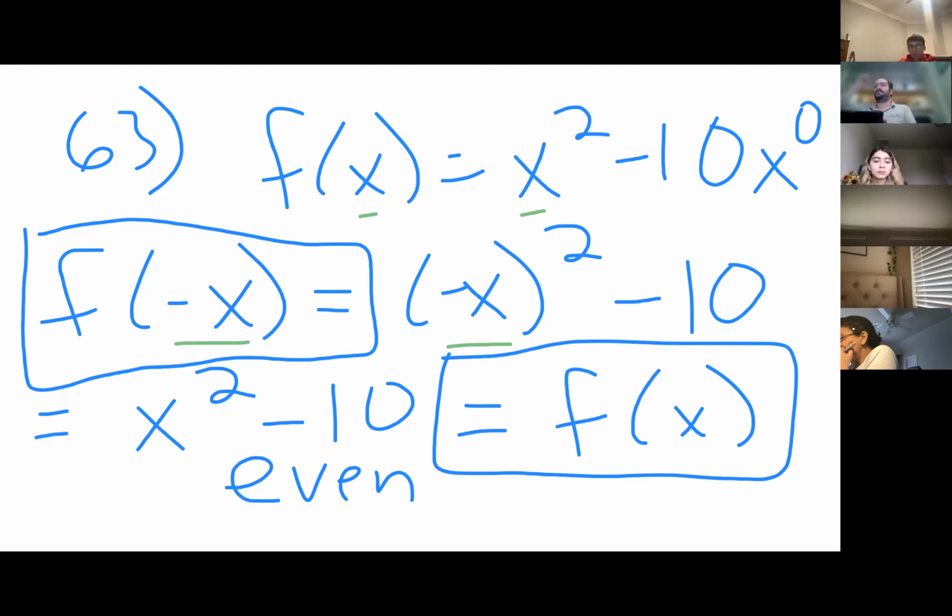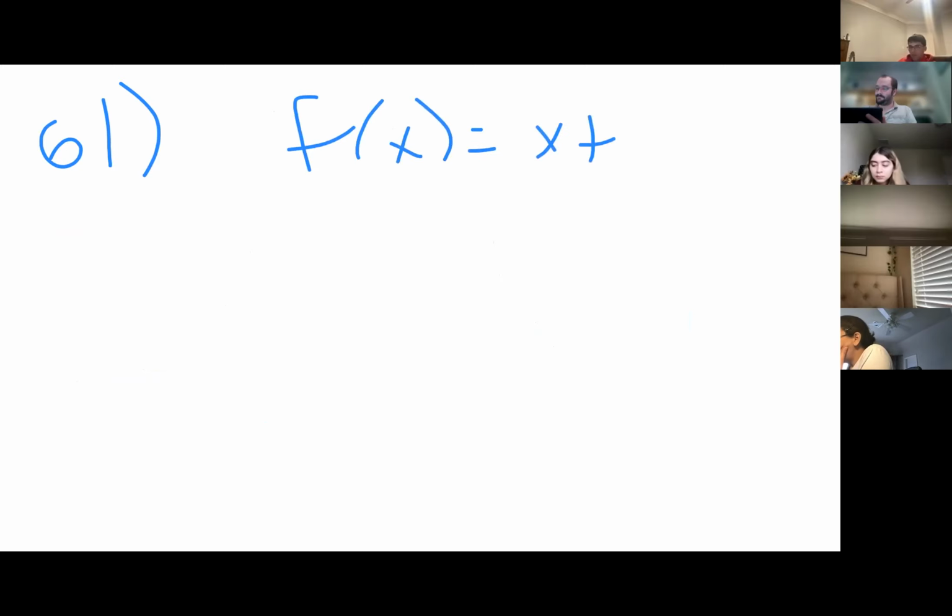So this is what, 63? Did we get 61 yet? Looks like f of x equals x plus 3. I think it's neither. 61 is neither.